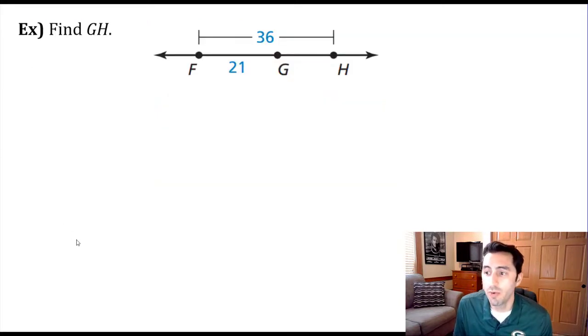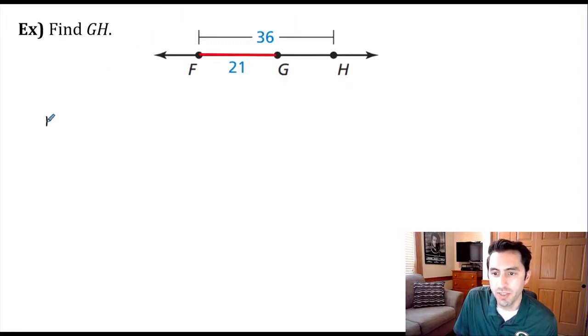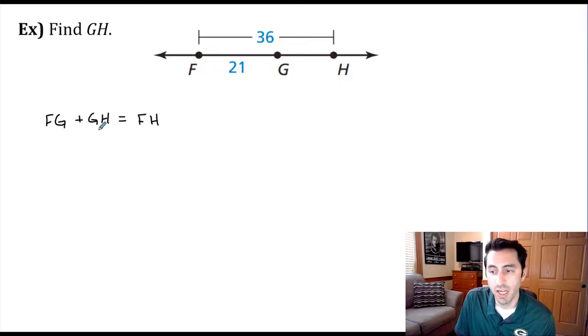So the first example, I want to find GH. So first thing, our segment addition postulate, what this would say about our diagram here is it would say if I take the length from F to G, and if I add that to the length from G to H, that should be the same as the entire length from F to H. So I go from F to G, and then from G to H. That's the same as going from the very first point all the way to the very last one. Okay, so this is our equation we're going to base this on.